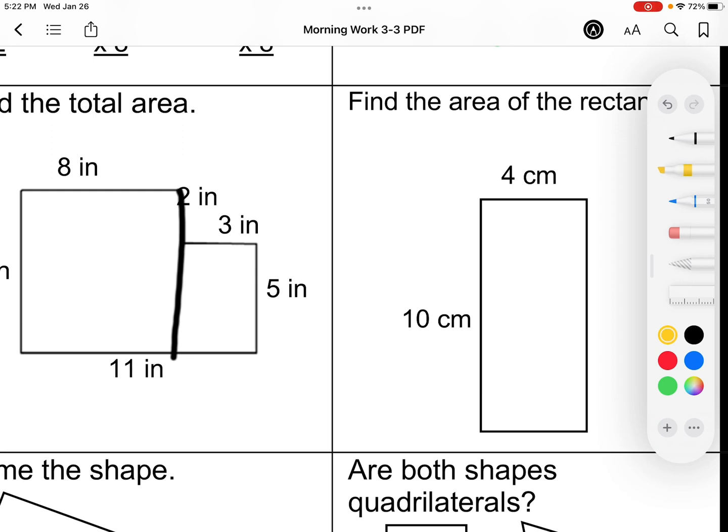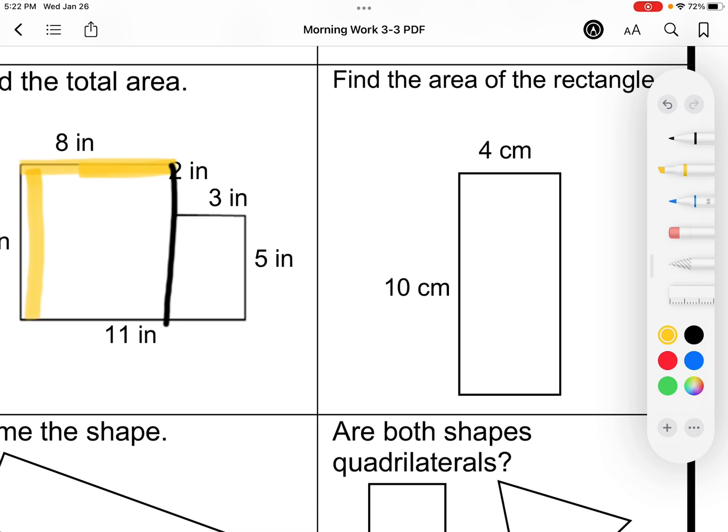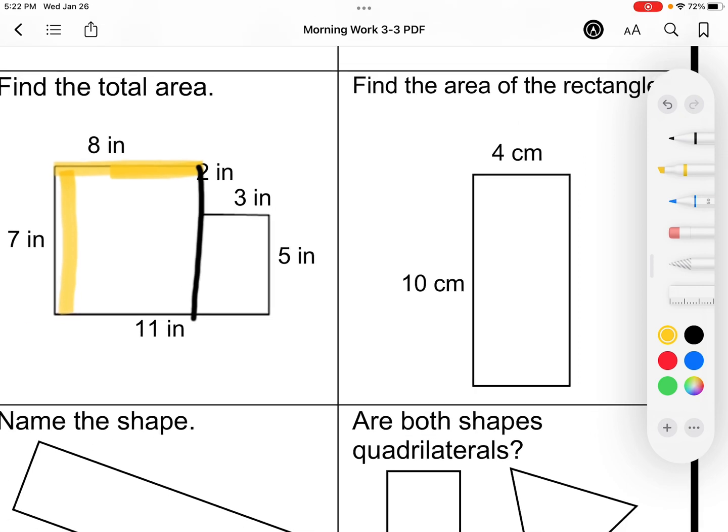So yesterday you would have used the 8 right here and the 7. And then on this other rectangle, you would have used the 5 and the 3.